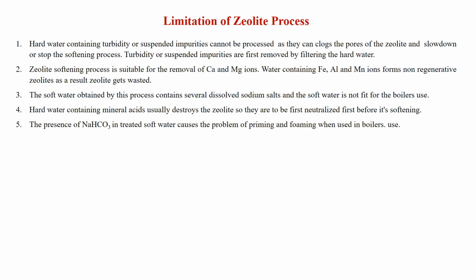Hard water containing mineral acids usually destroys the zeolite, so they are to be first neutralized before its softening. The presence of sodium bicarbonate in the treated soft water, as we have discussed during the softening reactions taking place in the zeolite softener, causes the problem of priming and foaming when boilers are used.